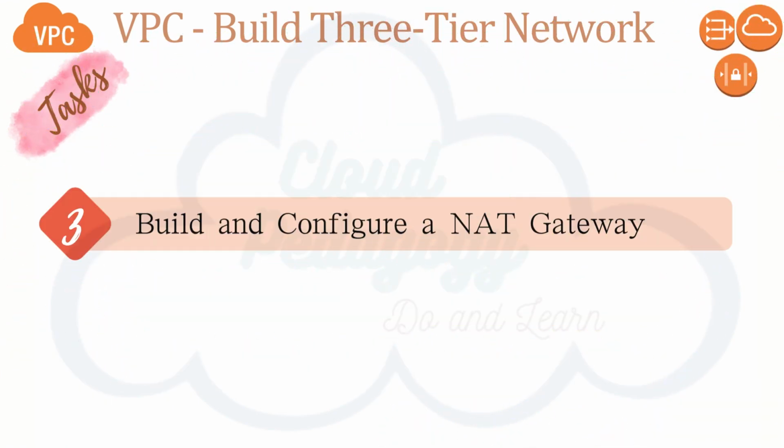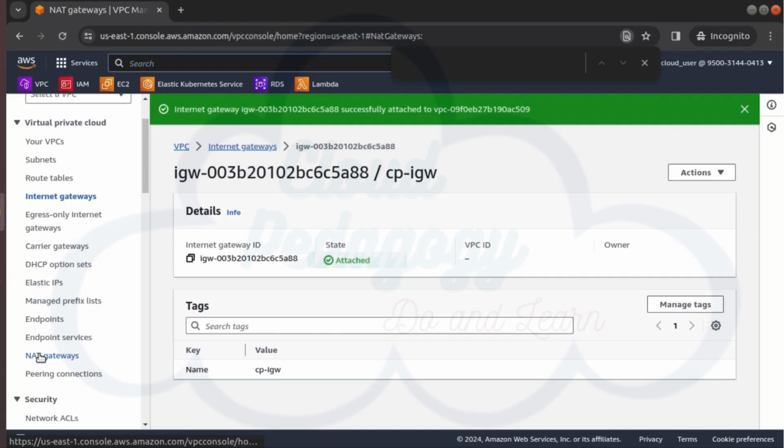In task 3, we are going to build and configure a NAT gateway. A NAT gateway is a network address translation service. You can use a NAT gateway so that the instances in a private subnet can connect to the services outside your VPC, but external services cannot initiate a connection with those instances. In the left side menu bar, click NAT gateways.